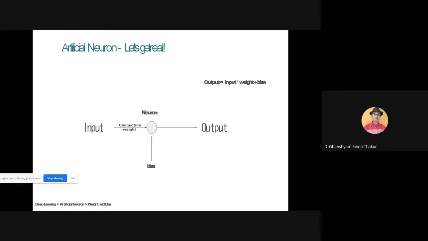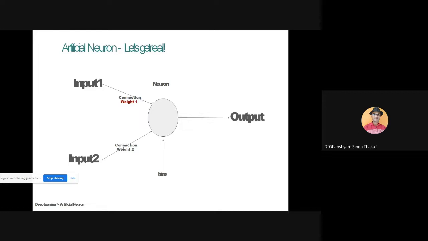So the output is equal to input times weight plus bias. You can see the above neuron with input, output, and bias. Another representation: the output is input times weight plus bias. Now the neuron with two inputs, input one and input two, and it also includes two weights, weight one and weight two. So what will be the output? Output equals input one times weight one plus input two times weight two plus bias.